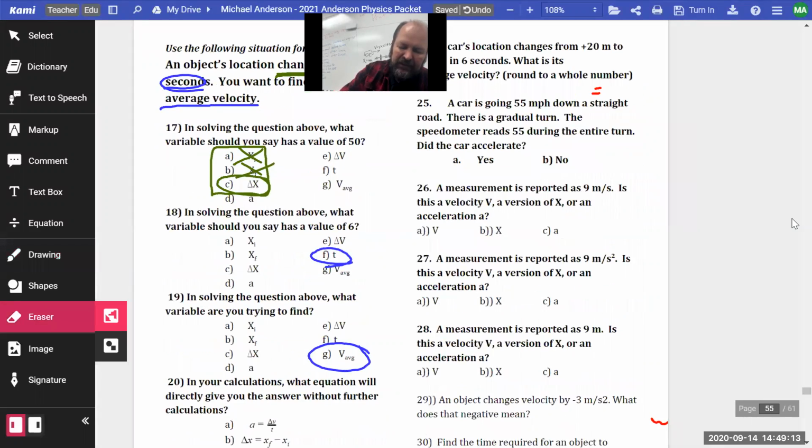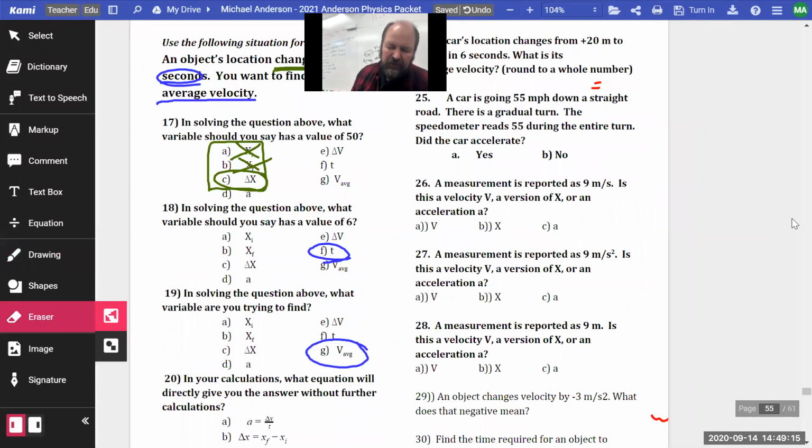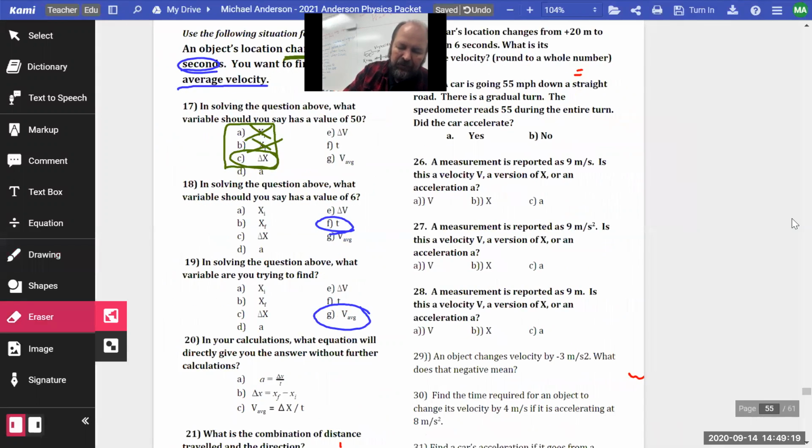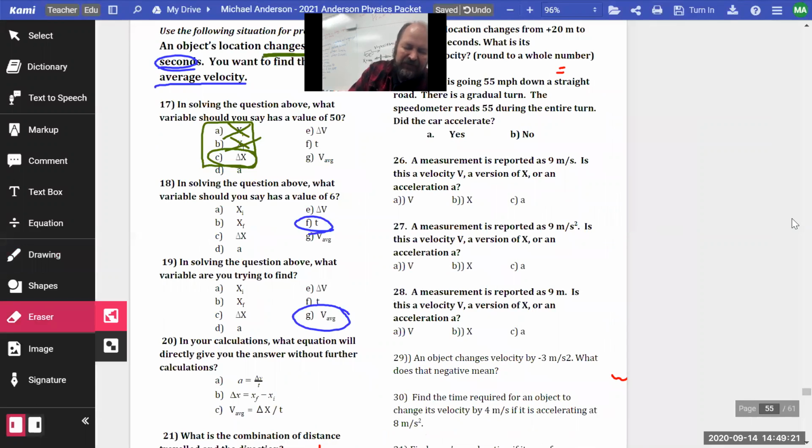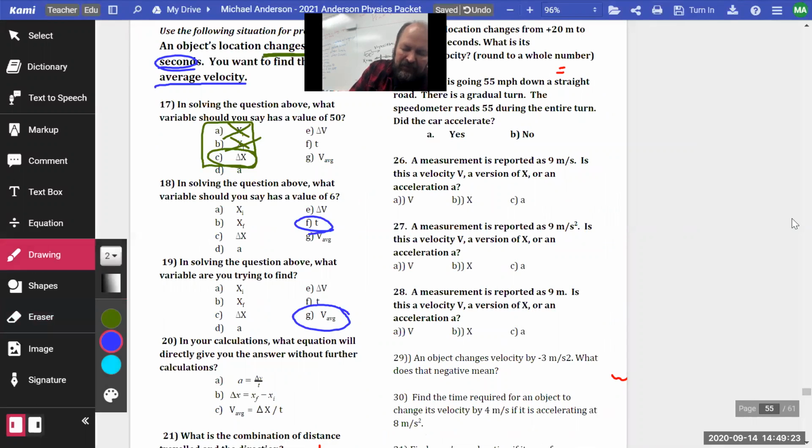Number 20, in your calculations, what equation will directly give you the answer without further calculations? There is only one equation here that has average velocity. So we have really no options. It's that one.